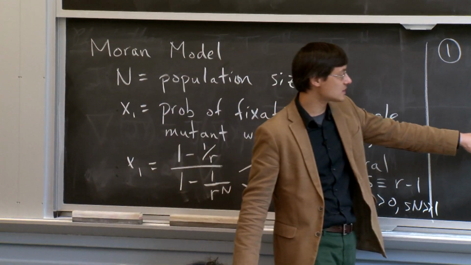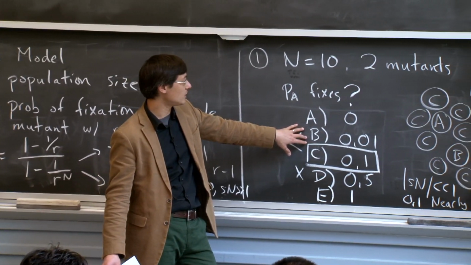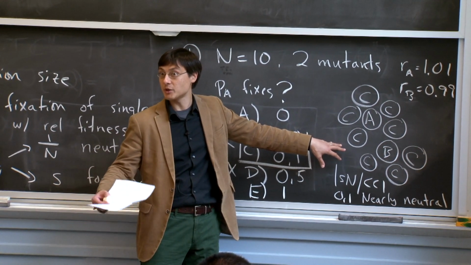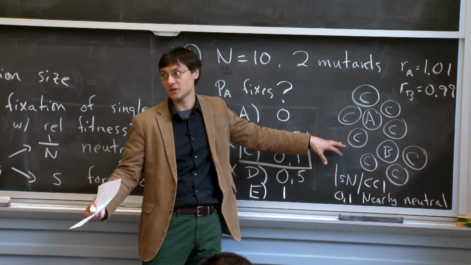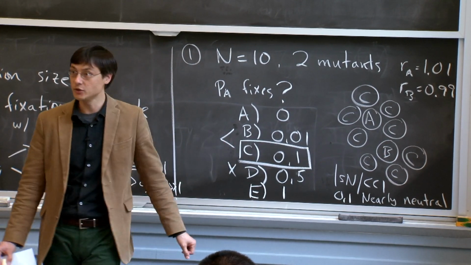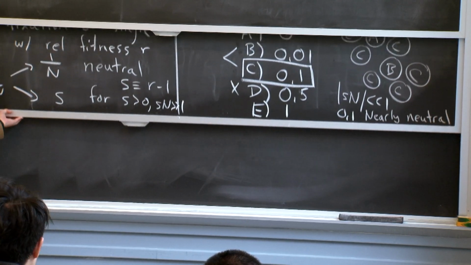Of course, this is nonsensical, because if it were neutral, it would fix with a probability of 10%. And if it's an advantageous mutant, it can't fix with a probability less than that. So this is nearly neutral. Fixation probability is 10%. Are there any questions about that argument?